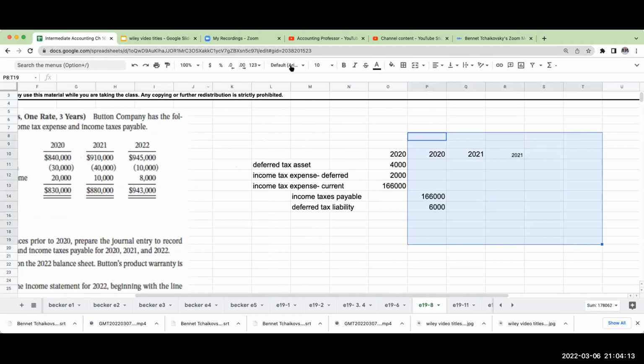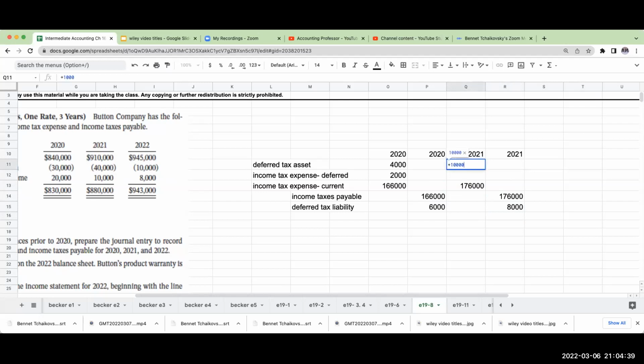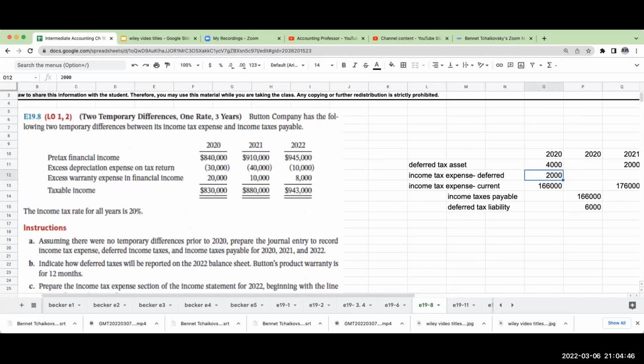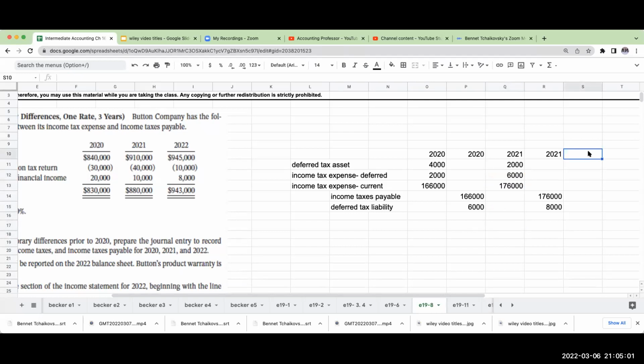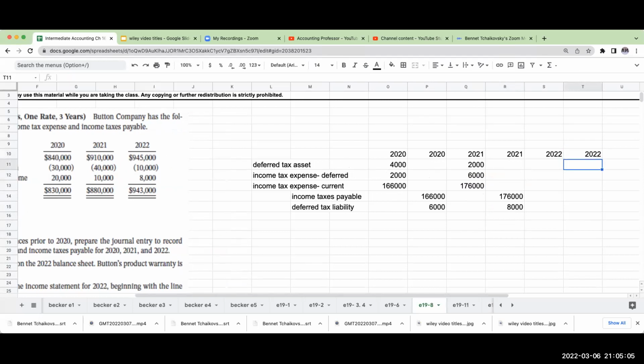For 2021, we're going to go through the same process. Our income tax expense current is going to be 880,000 times 0.2. Income taxes payable are also going to be the same amount. The deferred tax liability is going to be 40,000 times 0.2, or $8,000. Our deferred tax asset is going to be 10,000 times 0.2, or $2,000. Our income tax expense deferred is whatever we need to balance our journal entry, so this is going to be a debit for $6,000. Again, you'll see the solution in the textbook showing 182, but I'm breaking this out for a very important reason. Let's take a look at 2022.